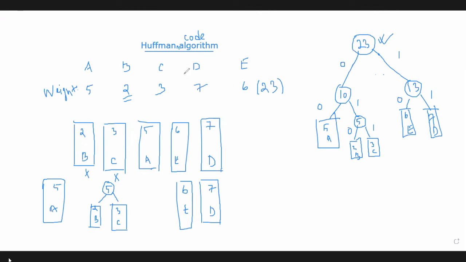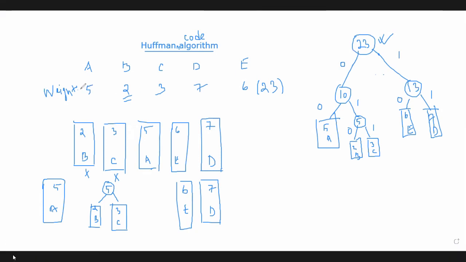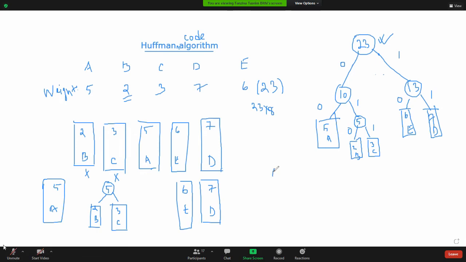How many external nodes do we have? 5 external nodes. And initially we had to use 8 bits for sending each of these messages, and the total number of bits was 23 into 8. But now look at this tree. In this way, after assigning some values, we can generate a variable length code. So the external nodes, how many external nodes are here?